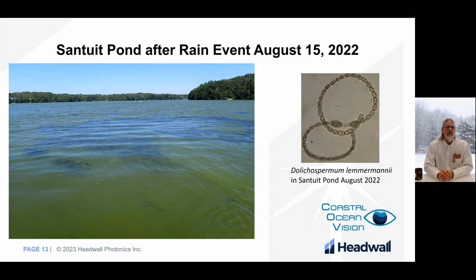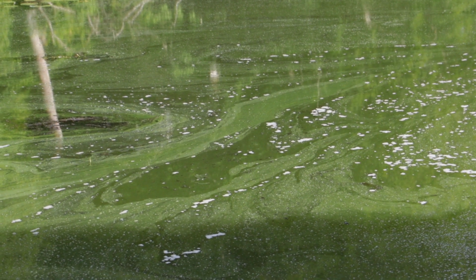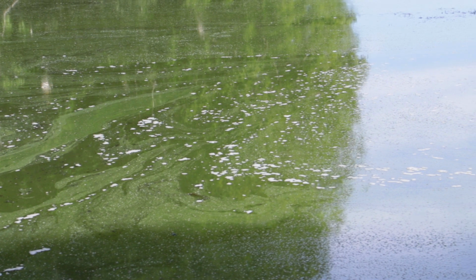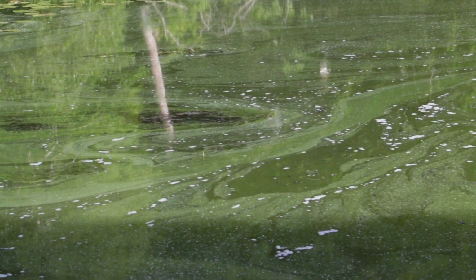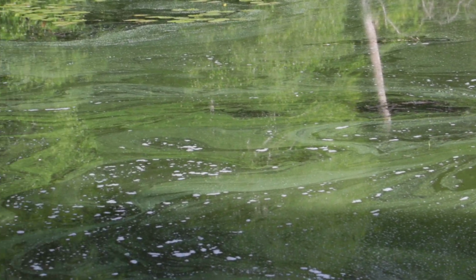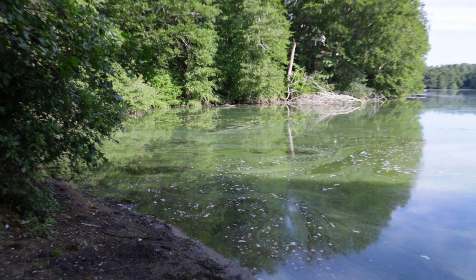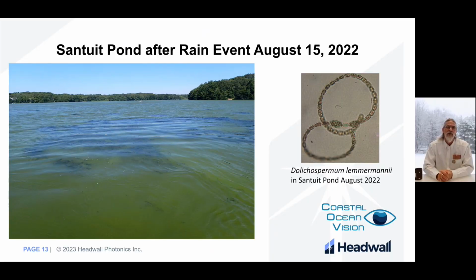So here's another picture. We were out there in August. The toxic algae blooms tend to be correlated with large rain events because that increases the runoff, and that in turn increases the biologically available nitrogen and phosphorus that can lead to blooms of these toxic algae, including Dolichospermum. And you can see in this picture, they seem to form little rings. The cells are quite small, but there's enough of them that they really, really color the water.